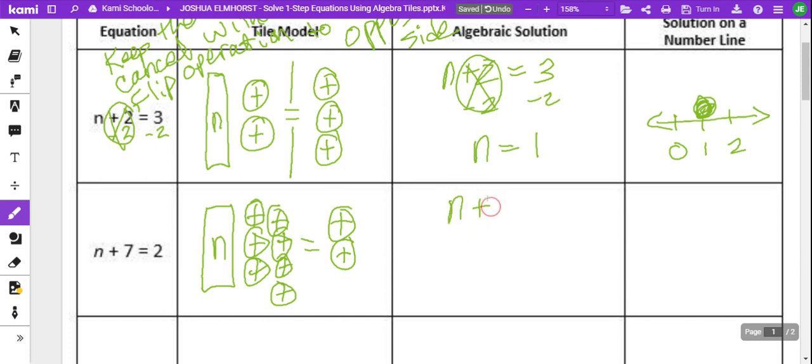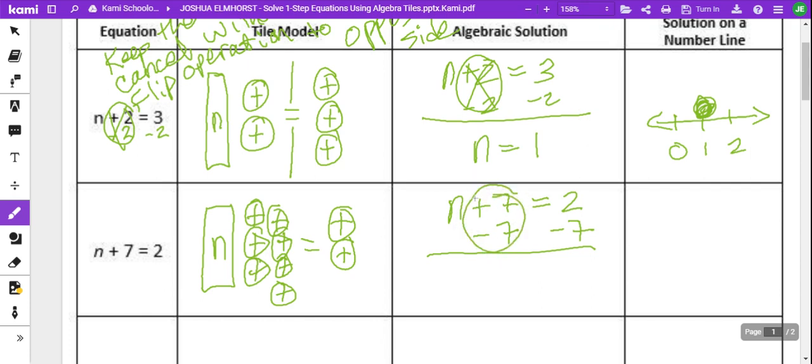So we got n plus 7. We're going to do the algebra solution. We need to cancel with the variable by doing opposites. And then when we do this here, we're going to flip adding 7 to the other side also. Positive 7, negative 7, we're going to cancel with the variable. And now n is equal to 2 minus 7, you're going to end up negative. You're at positive 2, you subtract more than you have, you're going to end up at negative 5.